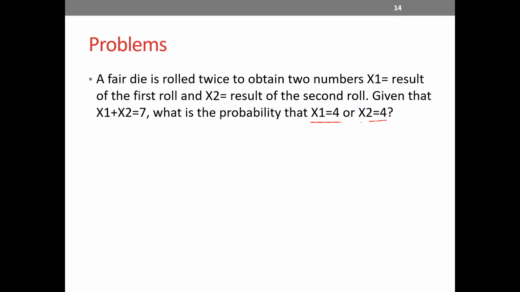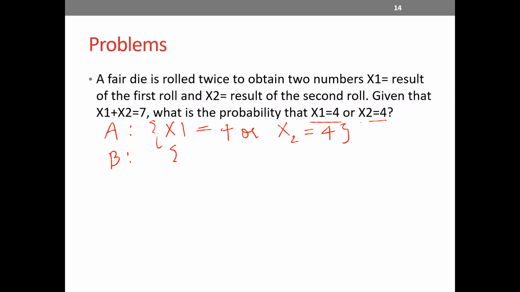Slightly more complex than the two problems that we looked at earlier. Let's try to write down what our events, let's say A and B, are. My first event is A, and that event is when x1, which is the result of the first roll, is 4 or x2 is 4. So we also have to figure out B, which is my given. A is what I have to find out, and B is something that's given to me.